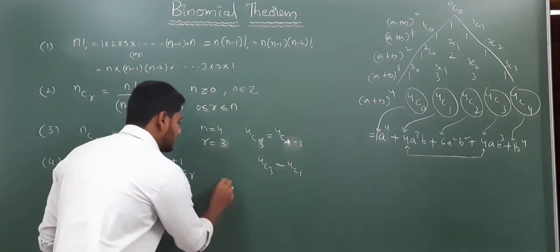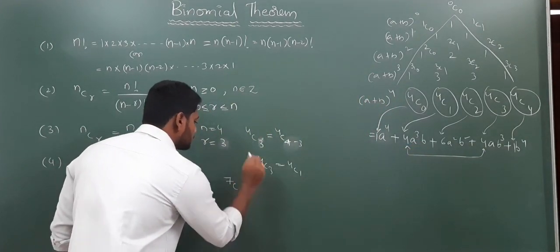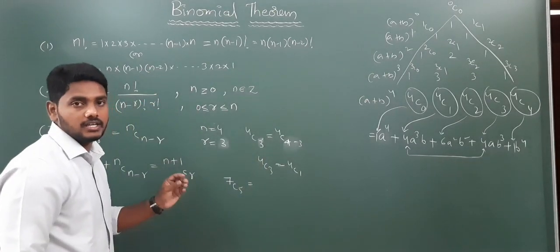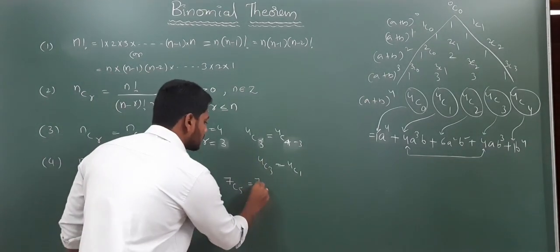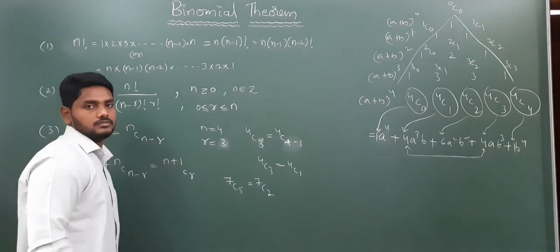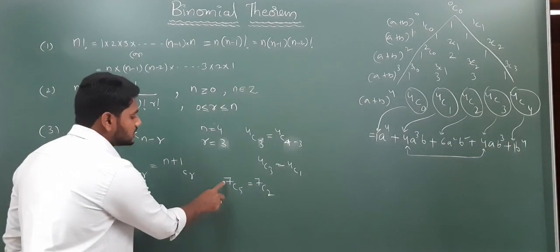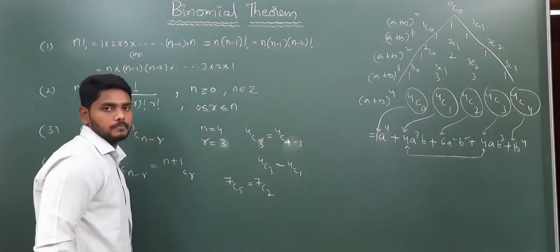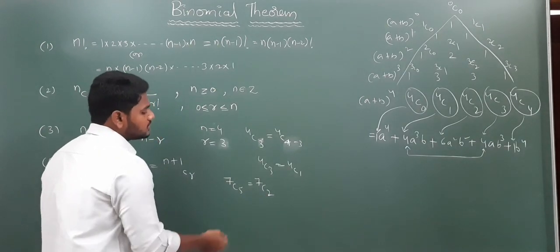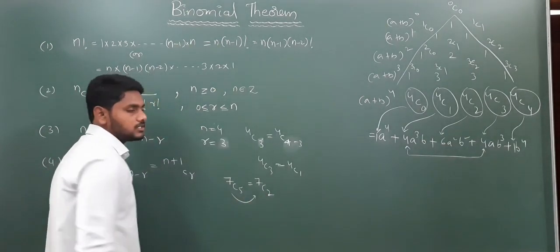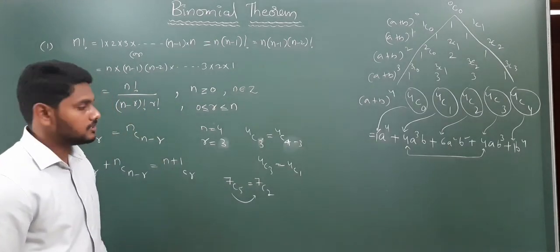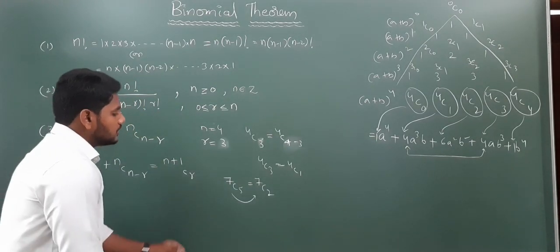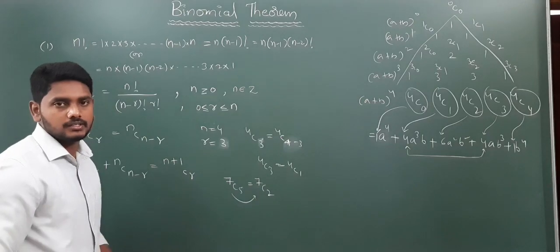Right. Next, again 7C5. The value of 7C5 is also equal to 7C2. If you have a doubt, you can check. Why? Because 7C5 is also equal to 7C(7 minus 5), that is 7C2. What is the use of writing 7C5 is equal to 7C2? What is the use of this? Means, see, in order to find the value very simply.